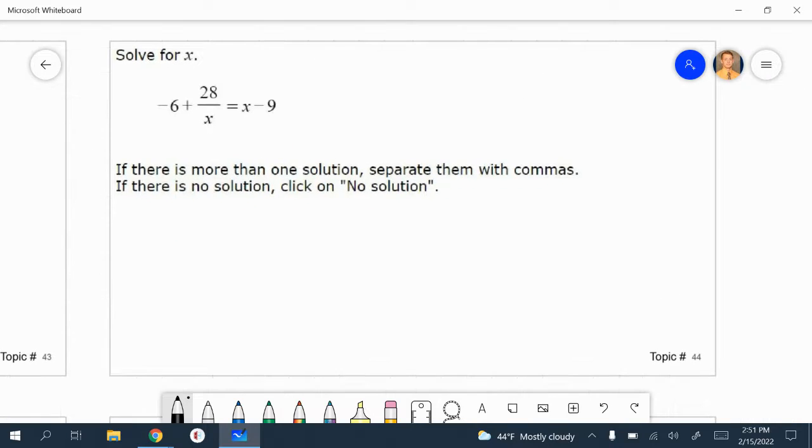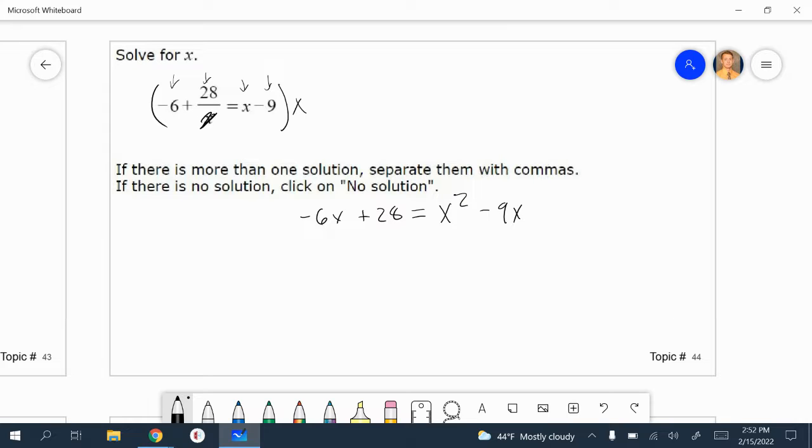Next one, topic number 44. On topic number 44, I notice I have an x on the bottom. That means I'm just going to multiply it through with an x. So everything in here is going to get an x now. That means 4 different spots. So here, here, here, and there are all going to get an x. So therefore, we'll have negative 6x plus 28, because those x's cancel out, equals x squared minus 9x.